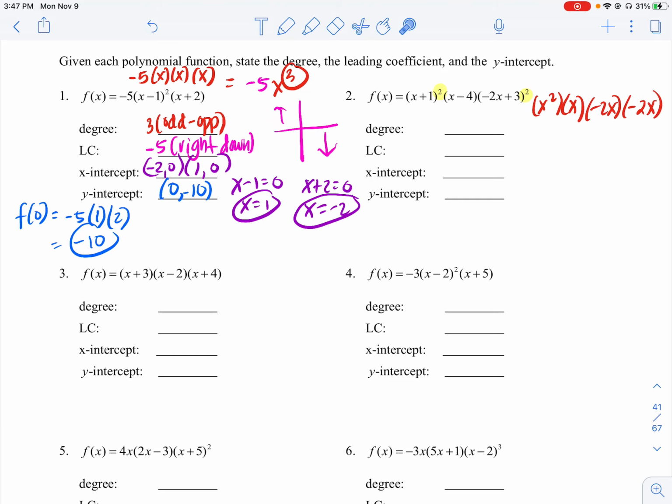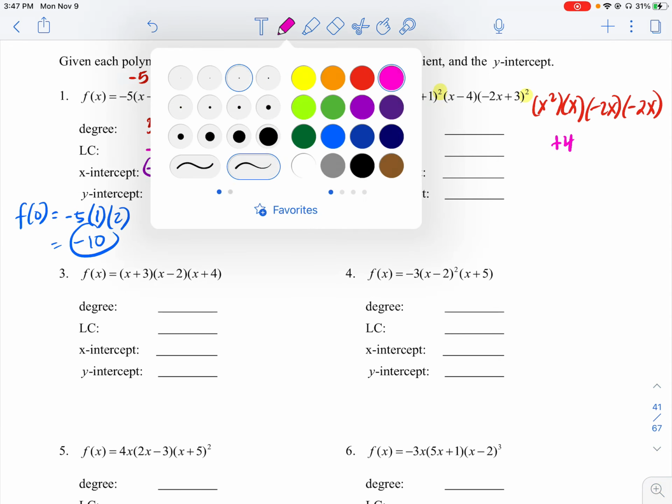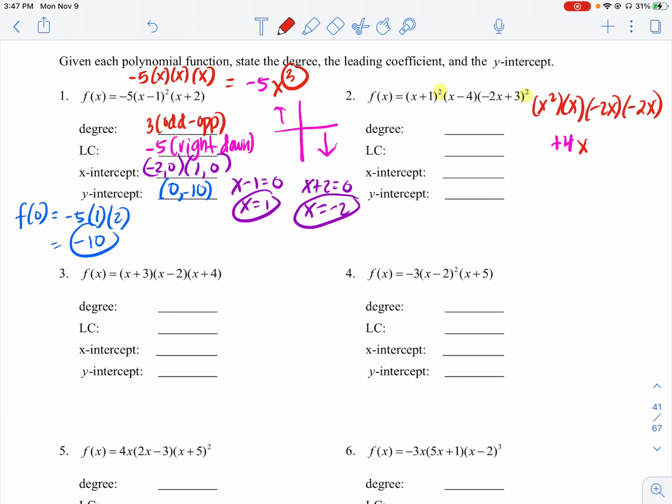So I have 1 times negative 2 times negative 2. That is a positive 4x to the power of 2, 3, 4, 5. So 5 is an odd number. And every time your degree is odd, your graph goes in the opposite direction, with a leading coefficient positive. That means it's right up. So in the right, it's up, but they have to be opposite, so the left is down. Okay? With my x-intercept, can I make a shortcut here now?